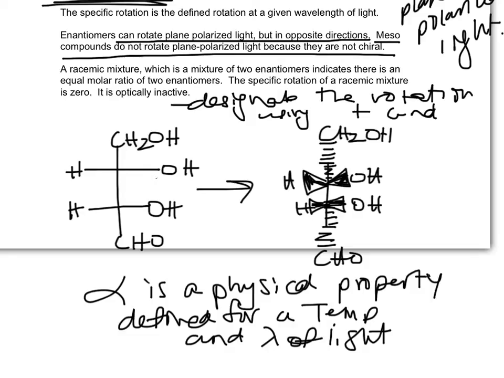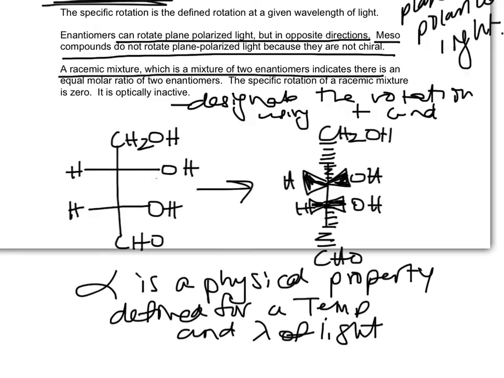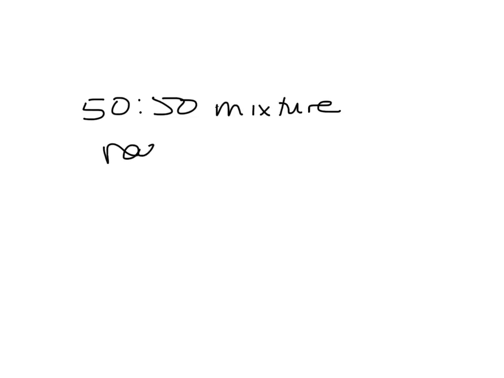A couple other points. A racemic mixture is a mixture of two enantiomers, a 50-50 mixture. Okay, so a 50-50 mixture is a racemic mixture. It is not optically active.